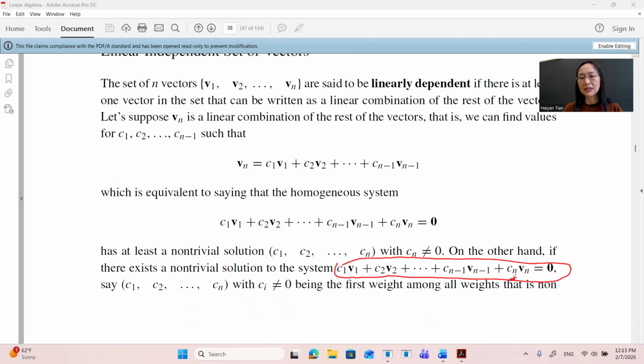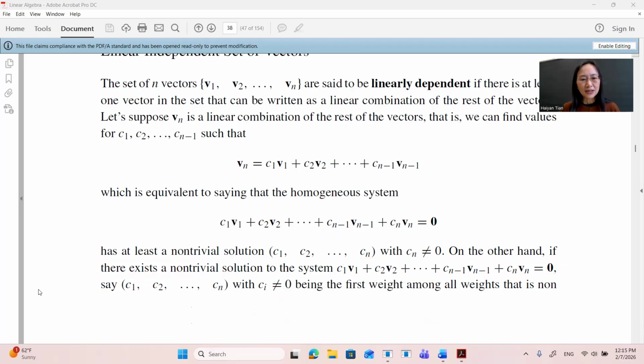Maybe it is this coefficient, maybe that coefficient, could be any one of those, right? So let's assume Ci is the first weight that is non-zero. For example, C2 could be the first weight of a vector that is non-zero, because we try to see what if there's a non-trivial solution. Can that imply linear dependence among the vectors?